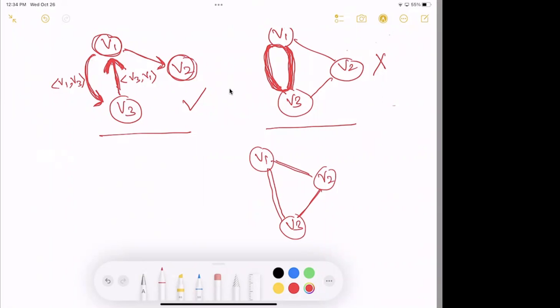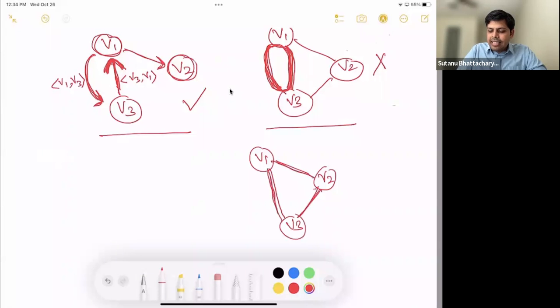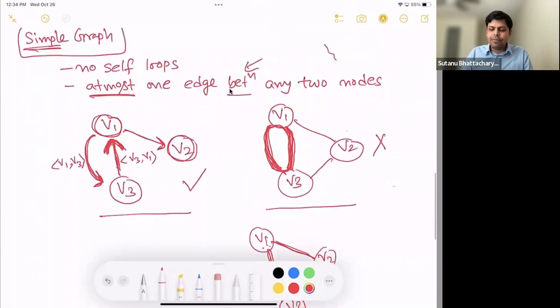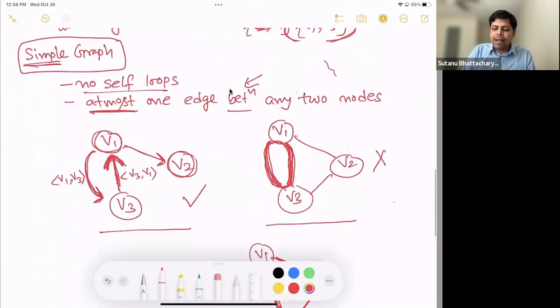So this type of cycle is applicable in case of simple graph, because it is saying that V1 is a friend of V2, V2 is a friend of V3, and V3 is a friend of V1. That's perfectly fine in our case. So that is simple graph. Simple graph is very simple: no self loop, and at maximum one edge between two nodes. That's all. Very simple.